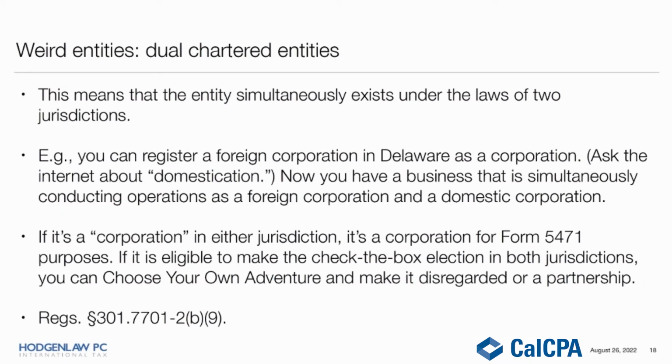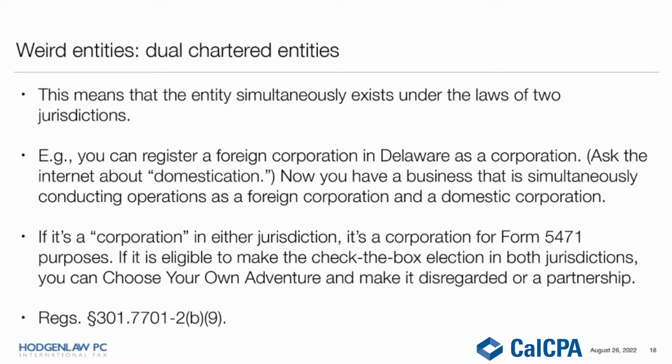Now you've gotten away from the default classification. We're still in the category of, do you even have a corporation? Because if you don't, you're filing some other form, not 5471. And this is dual chartered entities. This is kind of cool stuff, and it's useful now and then.